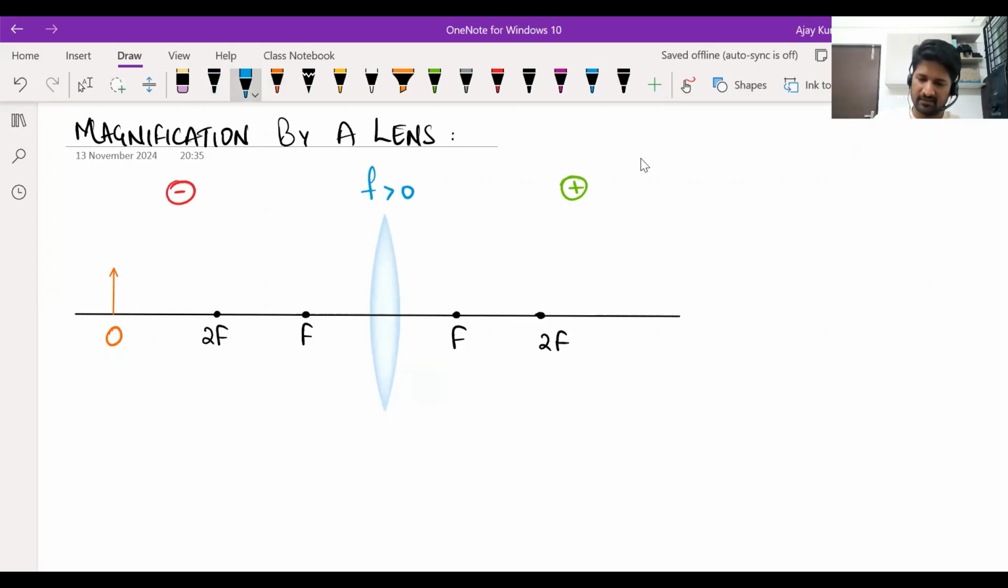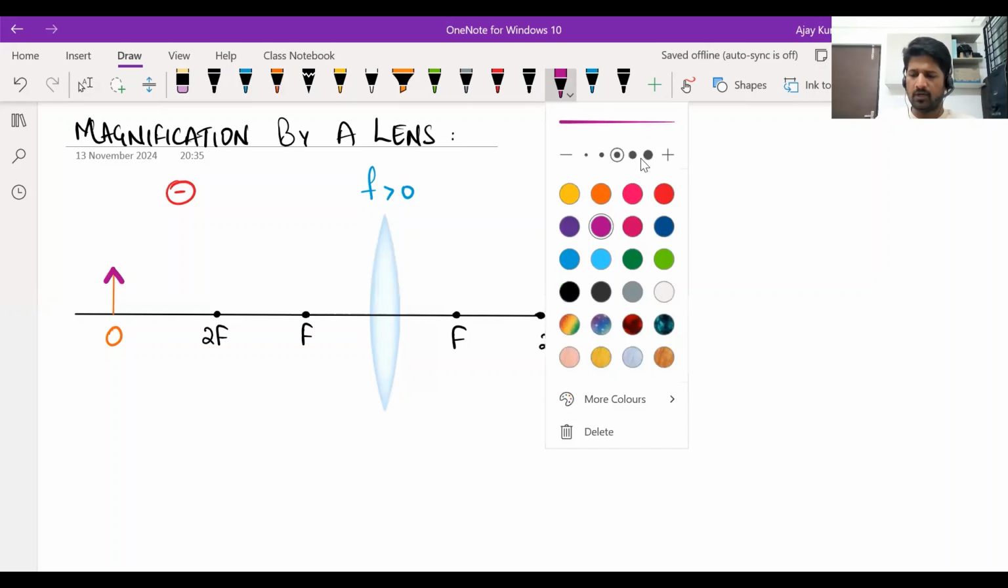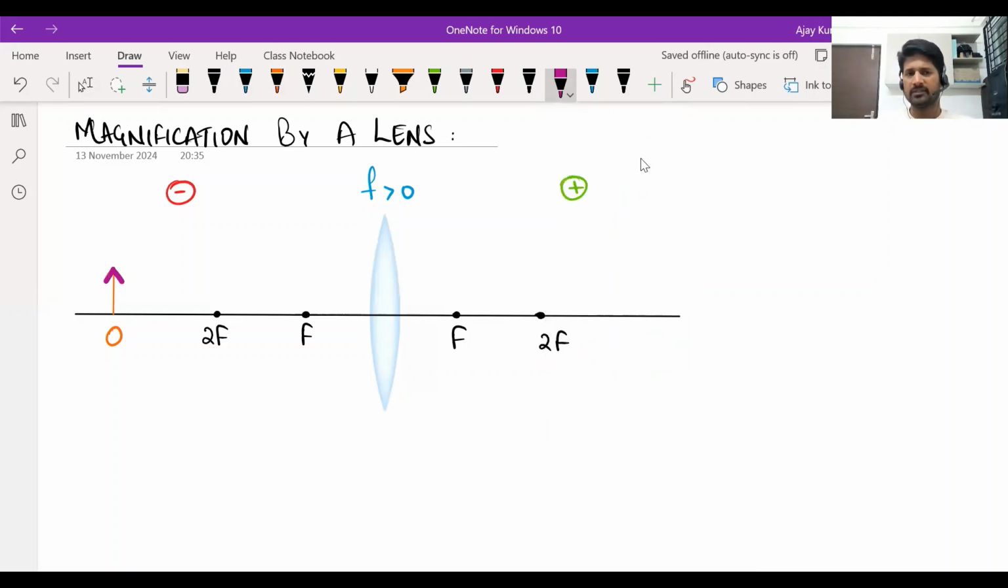One is parallel to the principal axis. From any one point of the object, let's say from the tip of the object, this topmost point, we take one incident ray parallel to the principal axis. What happens to the incident ray which is parallel to the principal axis? It passes through the focus. Basically that is how focus is defined. Focus is the image position when the object is at infinity, or you can say if a ray is incident parallel to the principal axis, after reflection or refraction, it passes through the focus. So we can trace one of the rays like this.